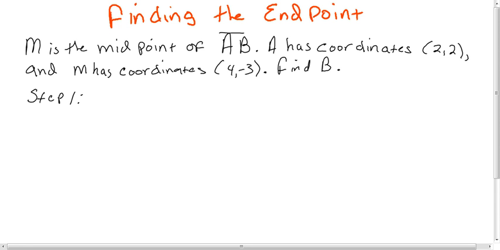M is the midpoint of line segment AB. A has a coordinate of (2, 2), and M, which is the midpoint, has coordinates (4, -3). So here we are asked to find B, which is the end point of our line. Okay, excellent. Step 1, we want to let the coordinates of B equal (x, y). So here we'll let B equal (x, y).